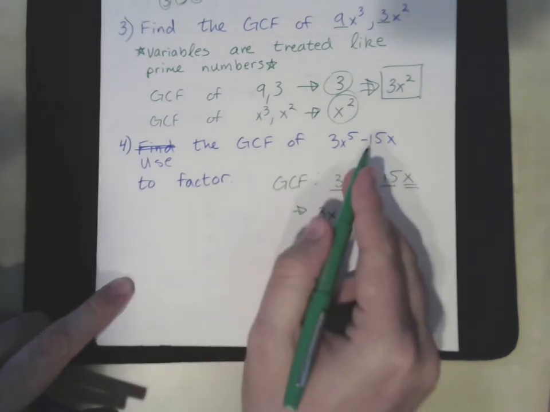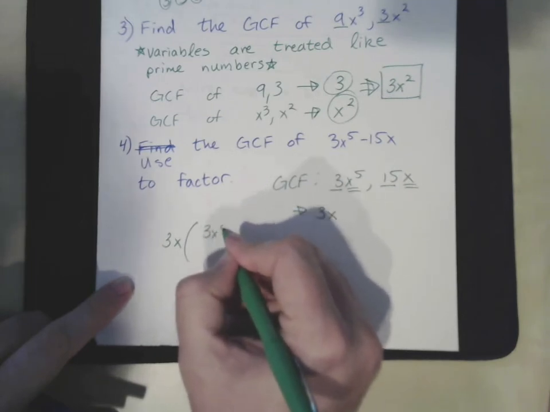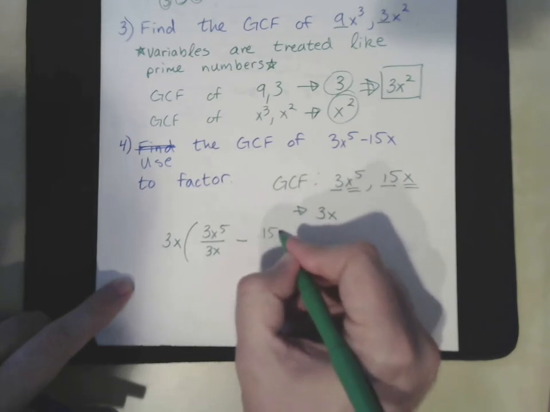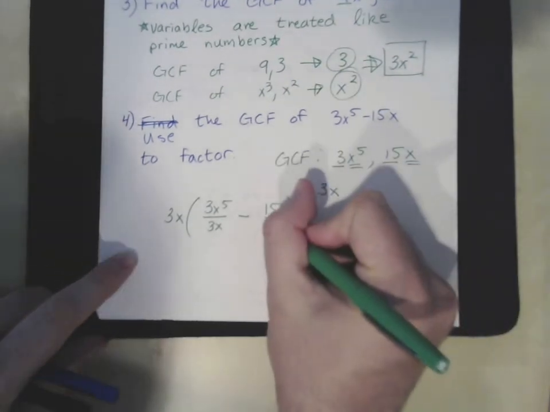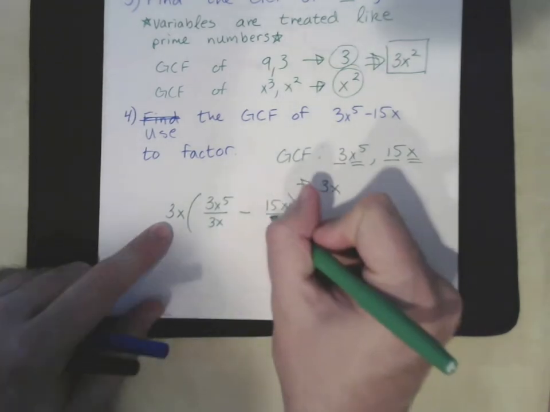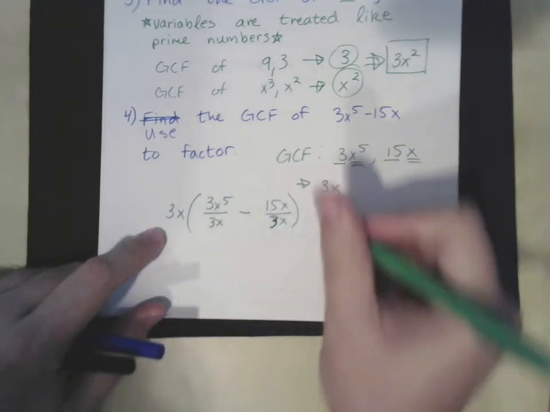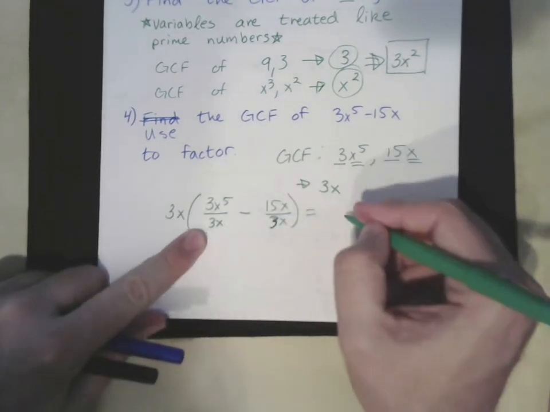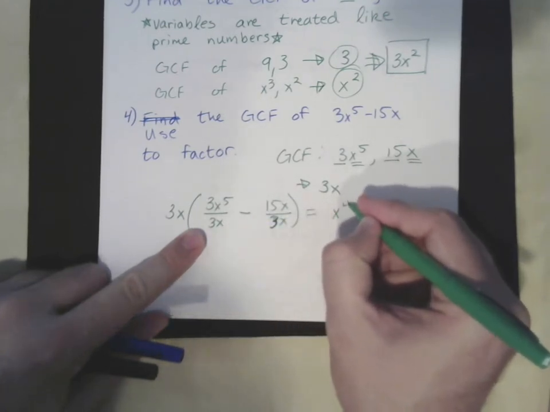And then we can write this as 3x times (3x to the 5th over 3x minus 15x over 3x). So the idea here is we are multiplying on the outside, dividing on the inside, because our distributive property, if we were to distribute the 3x, we'll cancel these. And so we just simplify inside. So 3 divided by 3 is 1, which we don't need to write. X to the 5th divided by x is x to the 4th.